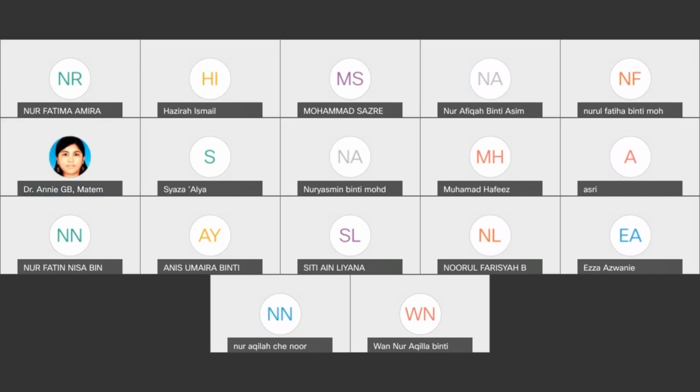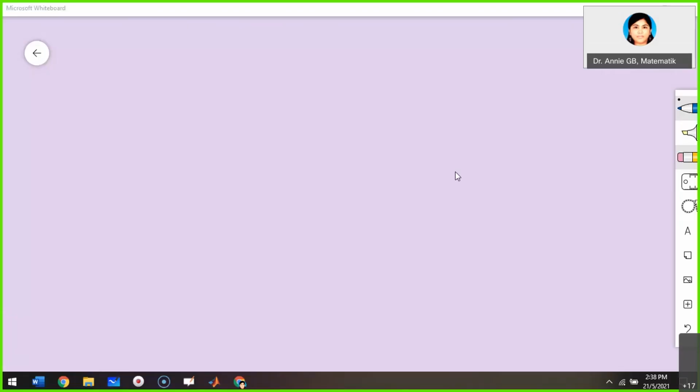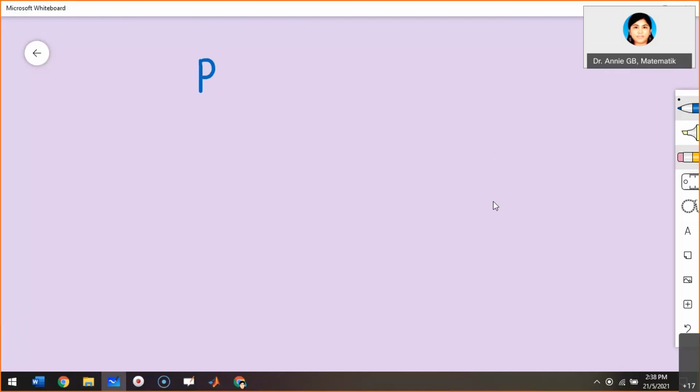So, let's look into my whiteboard. Okay, everybody can see my whiteboard, right? Okay, so kita dah belajar. So the main thing about this PDE, what is the main thing about the PDE? Solving the types, kan? Kita ada types. Okay, there are 3 main types. We have parabolic.